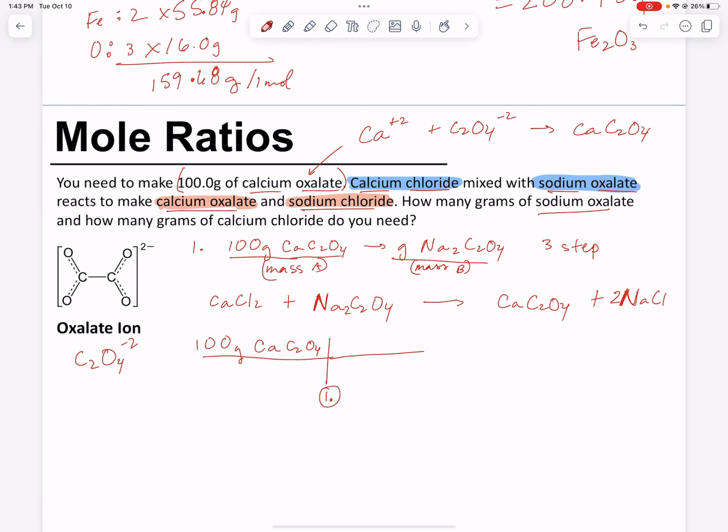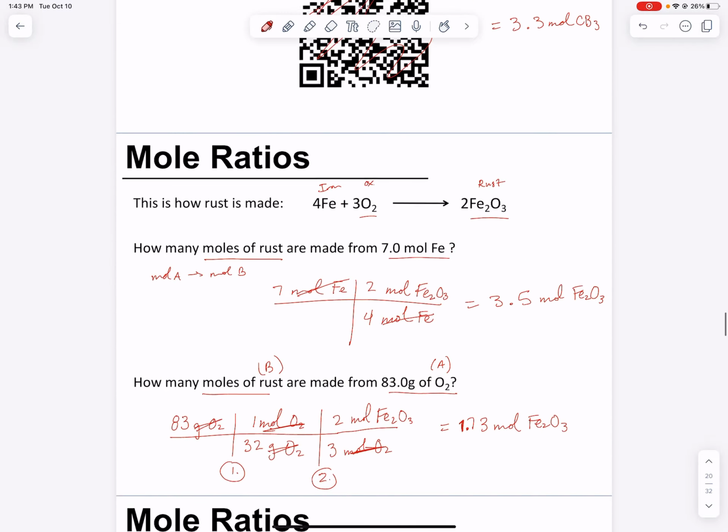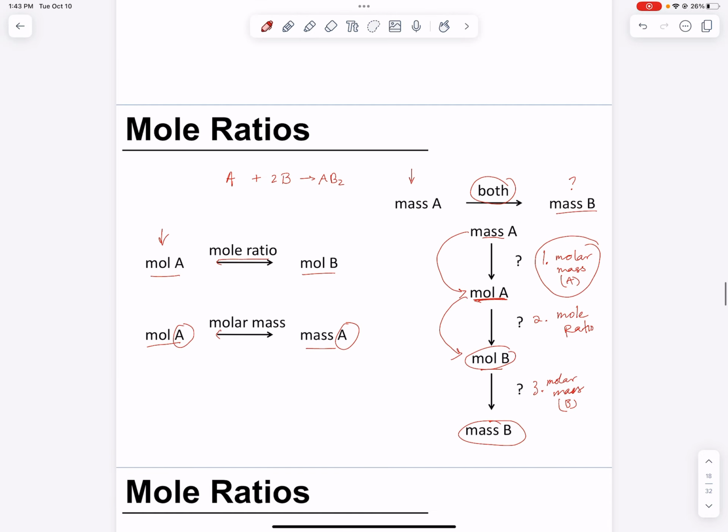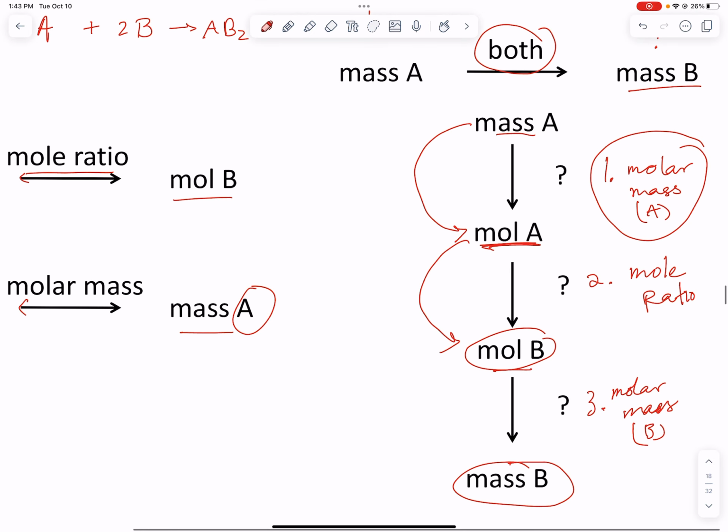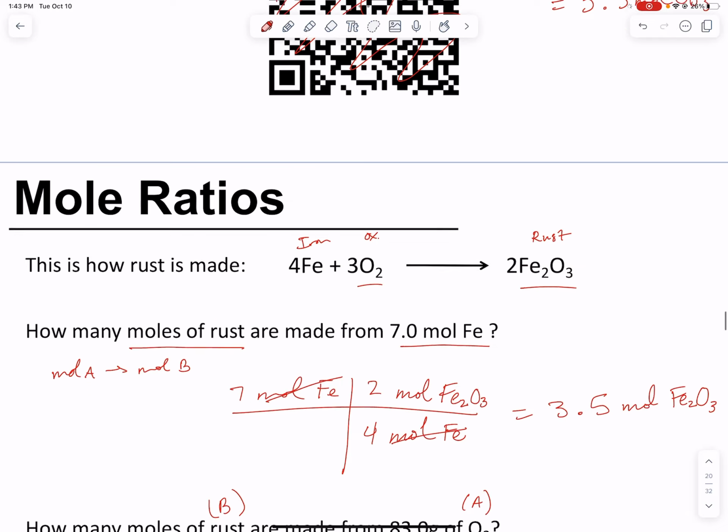So step 1, if we go all the way back to our chart, I'm going to scroll up, is you always plug in or start with the molar mass of substance A. So the mass of substance A for us is calcium oxalate. And then we'll plug in the mole ratio between calcium oxalate and sodium oxalate. Step 3 is we'll plug in the molar mass of sodium oxalate. So we're going to follow these through 1, 2, 3, boom, boom, boom, to convert.